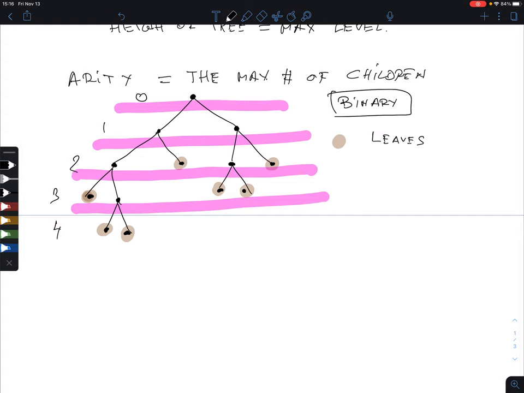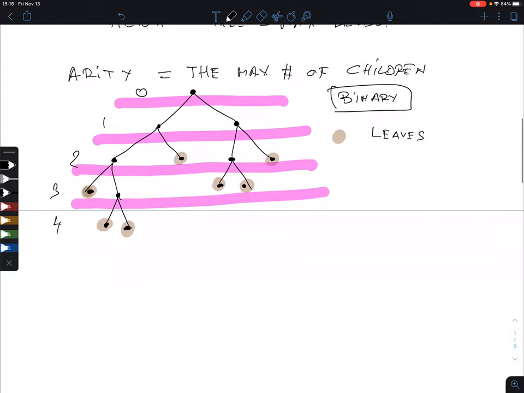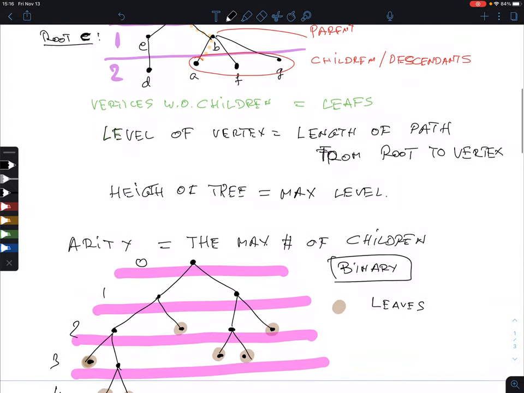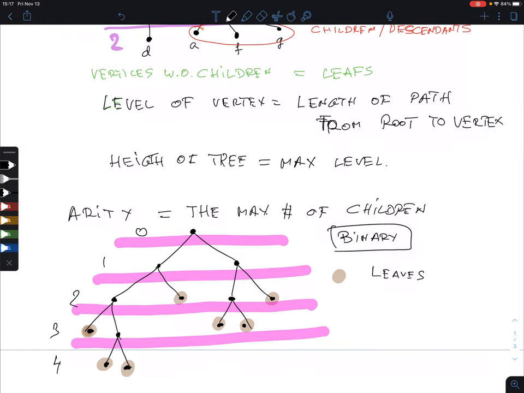It's a vertex that had level 3, but it's not a leaf. Okay? So the level is 4 without concept. The height of the tree, so what's the height of the tree? Well, 4, right? The 4 levels, so this is a height 4 tree. It's a binary tree. The arity of the tree is 2, because it has at most 2 children. So the maximum number of children per vertex.